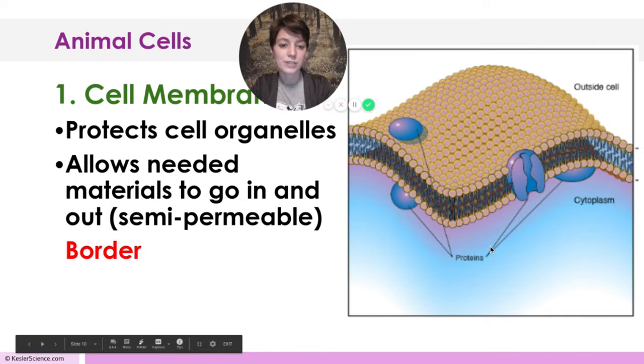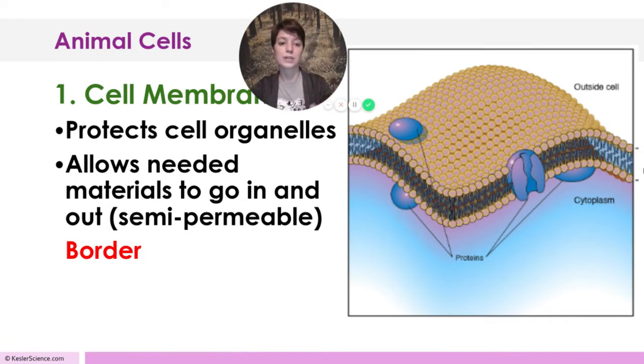Now this is a cross section, just kind of like a little layer. We're not seeing the whole thing wrap around. But there are these portals, and that's what makes it semi-permeable. Permeable, again, means things can get through it. Semi means they can partially get through it.